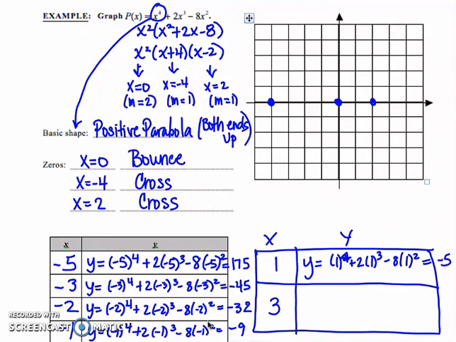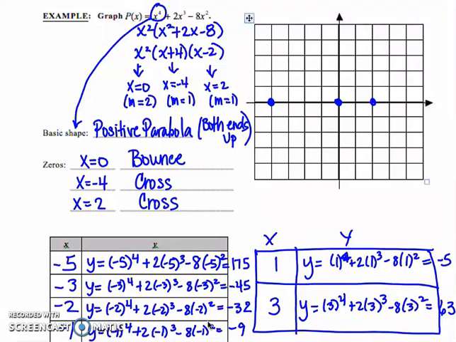And now I know that my graph's going to have to come back up because it crosses at x equals 2. So now I would expect my y value when x is 3 to be positive, to be above the x-axis. So we plug 3 in and we get 3 to the 4th power plus 2 times 3 cubed minus 8 times 3 squared. And when we plug that in, we get 63. Okay, so we are now ready to plot our points and make a graph.